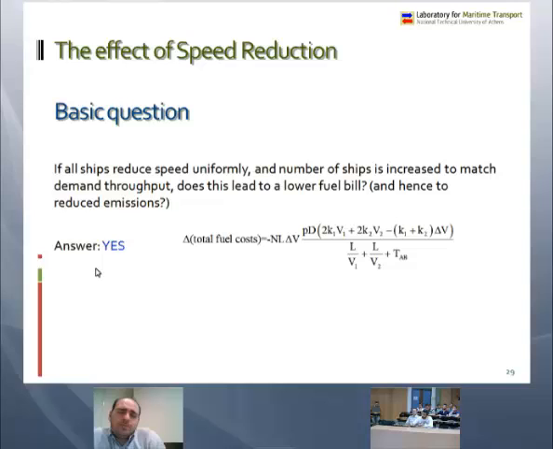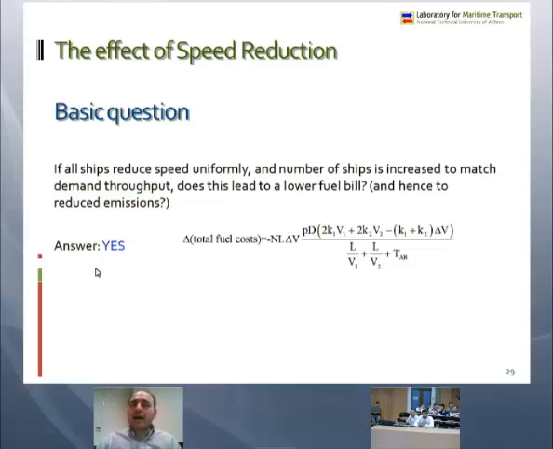The basic question that we investigated in a project that I was working on was: if all ships of that fleet reduce speed uniformly and the number of ships is increased to match the total demand throughput, I mean to maintain the same throughput, does this lead to a lower fuel bill? I mean, is it also a way to reduce emissions? And the answer is yes.